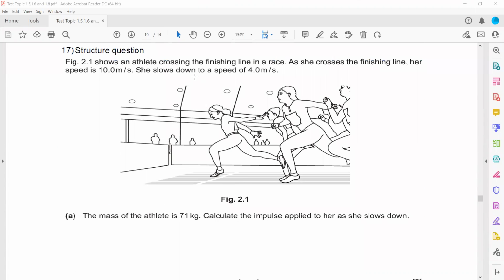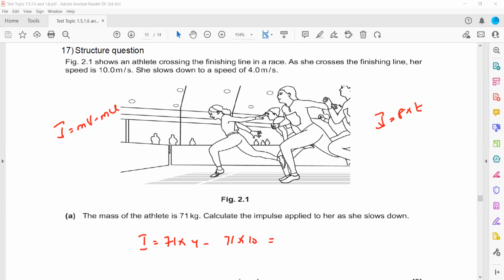The structured question shows an athlete crossing a finish line. Her speed is 10 and she slows down to 4 meters per second. The mass of the athlete is 71. Calculate the impulse. Impulse is the change in momentum. Impulse has two formulas: impulse is mv minus mu, or impulse is force multiplied by time. But we don't know the force, so we use the first formula. The impulse is mv, so 71 times the final speed 4, minus mu, 71 times the initial speed 10.